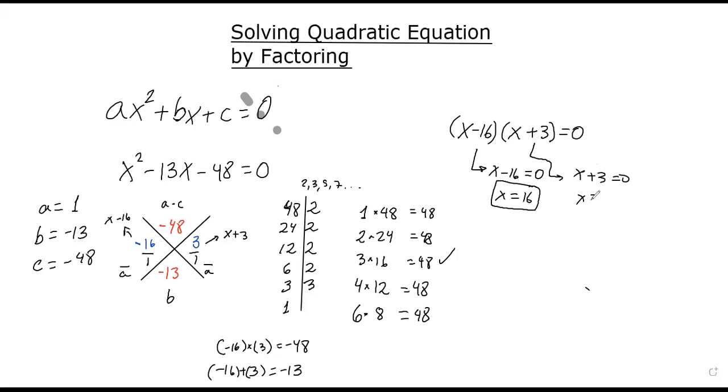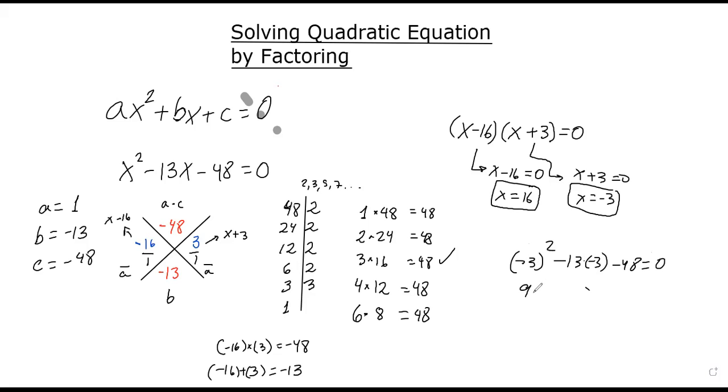And then x equal to negative 3. So just by looking at the factors, you can find out the numbers. That is our answer. That means that if I substitute negative 3 here, it's going to be 0. If I do negative 3 squared minus 13 times negative 3 minus 48, it should be 0 if everything is okay.